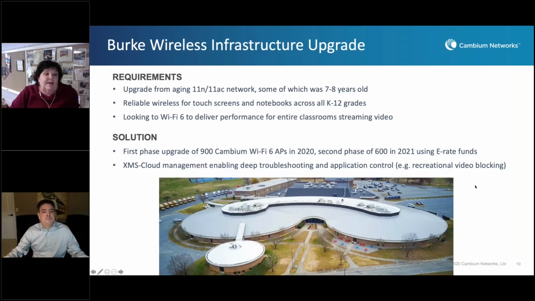Yeah, thank you. We upgraded from an aging network that was 7 to 8 years old. We had to have reliable wireless. We went with Apple TVs and touch screens and different things like that throughout our whole district. So we had to have some reliable wireless that would work with that. And then we have upgraded. So we've upgraded 900 APs and we're going to be upgrading 600 more. And then we will be totally upgraded for this year.